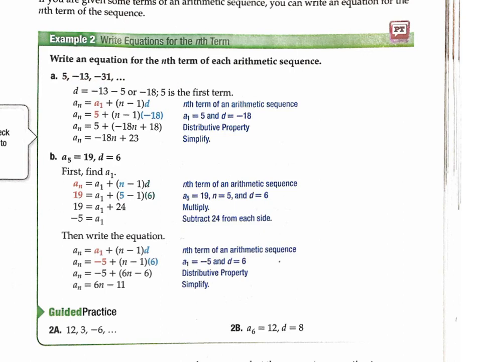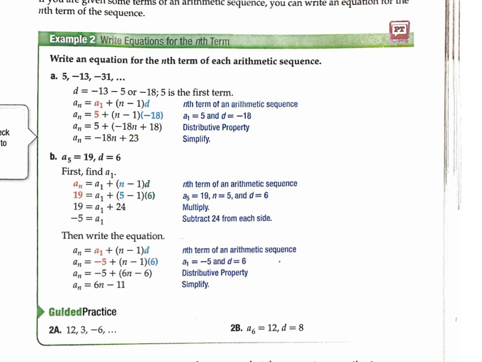If you plugged in a 2 right here, a sub 2, then you'd plug in a 2 right here, do the math, it'll give you that answer, that second number, negative 13. If you plugged in a 3, it'll give you that third number. If they wanted the 15th number, plug in a 15, do it with the calculator, negative 18 times 15 plus 23, it'll give you the 15th number.